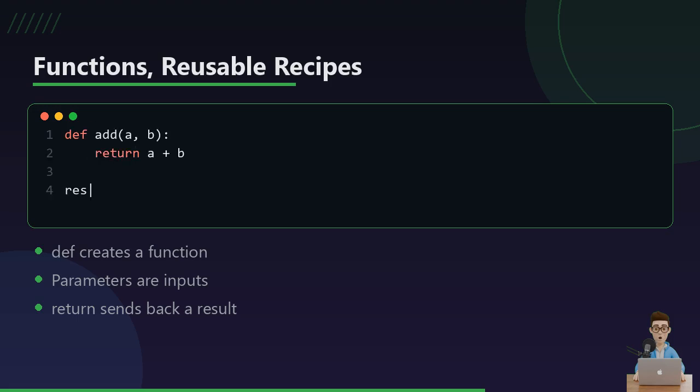A function is a recipe card. You write the steps once, then call it by name whenever you need that dish again. Here, add takes 2 ingredients, a and b, and returns their sum. So calling add of 3 and 4 hands you back 7. In short, functions let you package logic once and reuse it anywhere in your program.